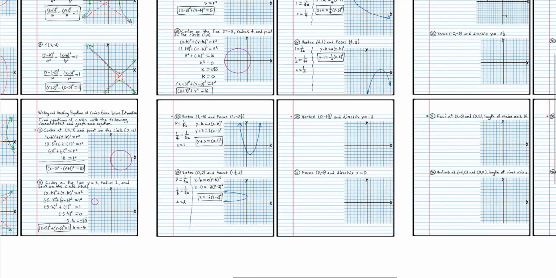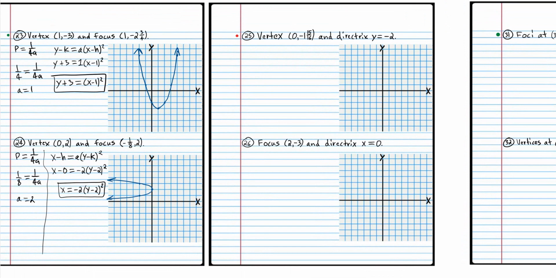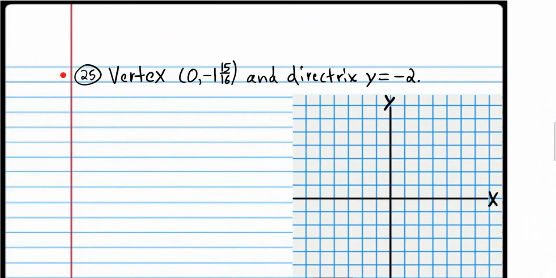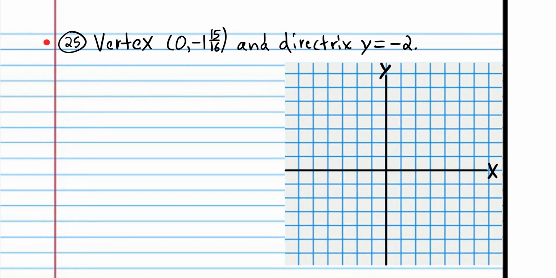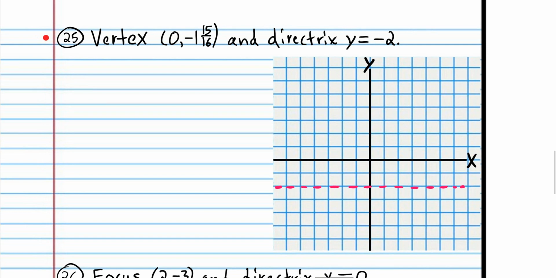So now let's do this next problem together. So here we're given the vertex of a parabola and the directrix. Directrix is y is equal to negative 2, so the directrix is something that we didn't cover in the previous class, but you probably remember from my intermediate algebra course what the directrix is. The directrix tells you, or gives you information about the parabola. The vertex is 0, negative 1, and 15 sixteenths.